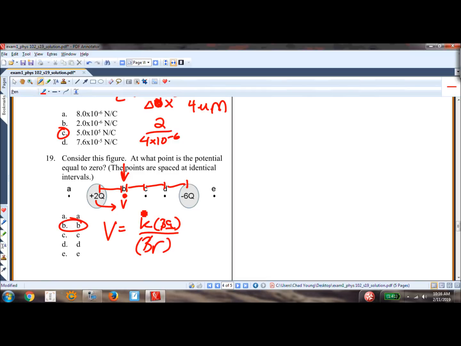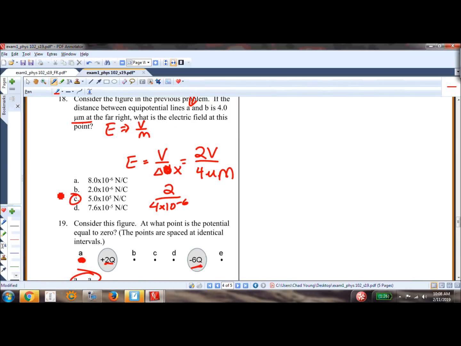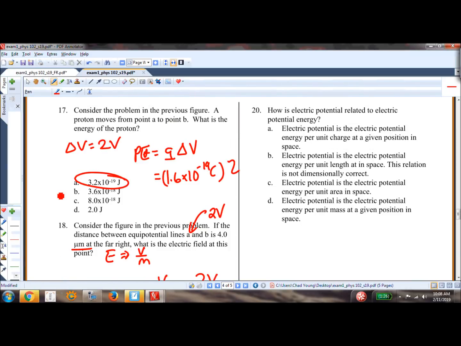And that's not true for any of the other places, where either my positive or my negative dominates based on my location. And now 20. How is electric potential related to electric potential energy? Potential is an energy per unit charge. Yeah, all these others are wrong.